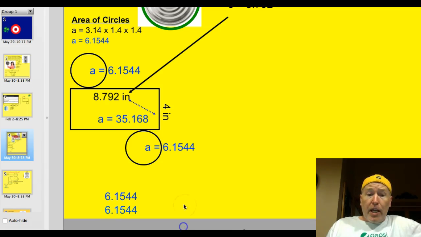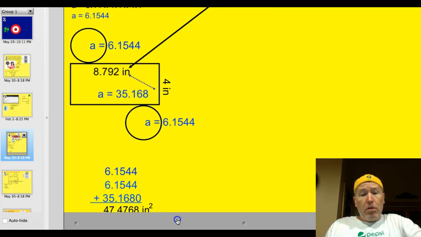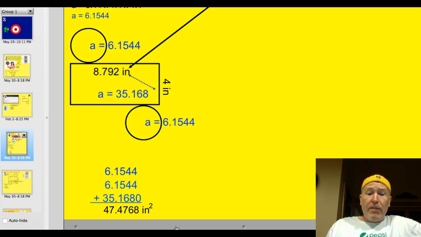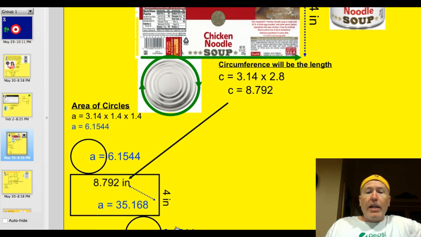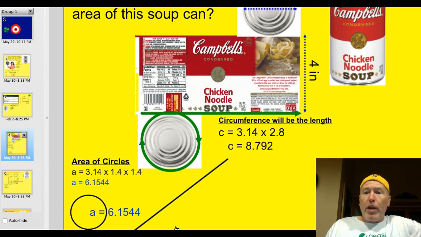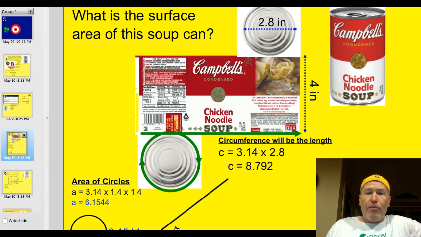Add all those together, the two circles and the rectangle, 47.4768 inches squared. Slam, bam, thank you, ma'am. I didn't have to think about the formula. The formula's great if you can remember it, or if you want to derive that formula by thinking about it. We're doing the exact same thing. I just like two circles and a rectangle. I'm a simple kind of guy.